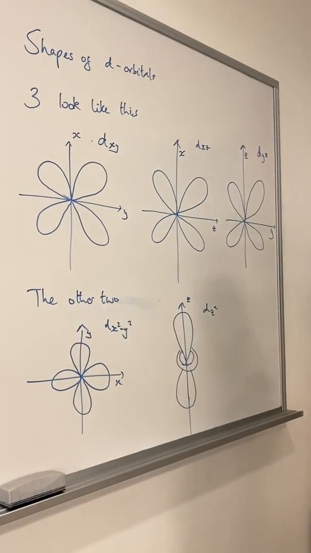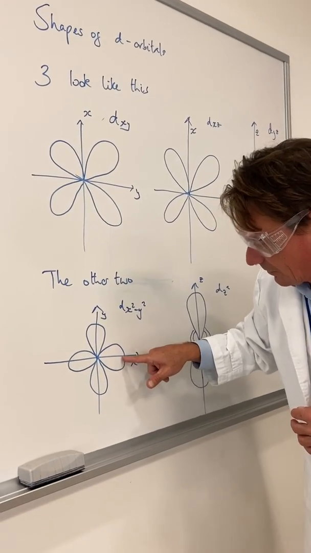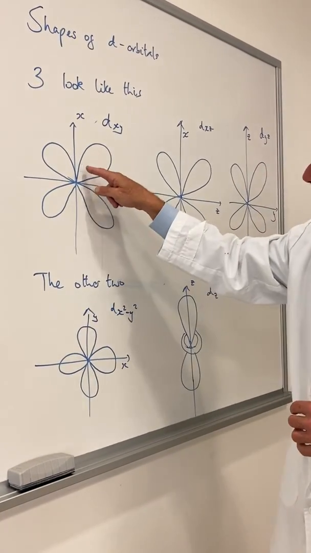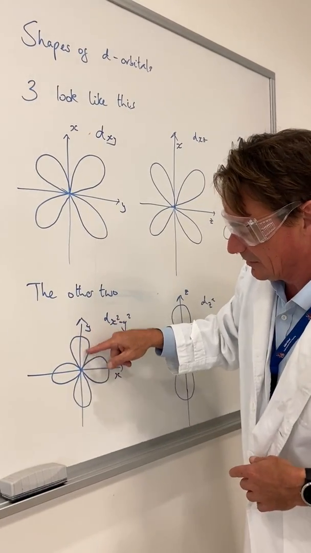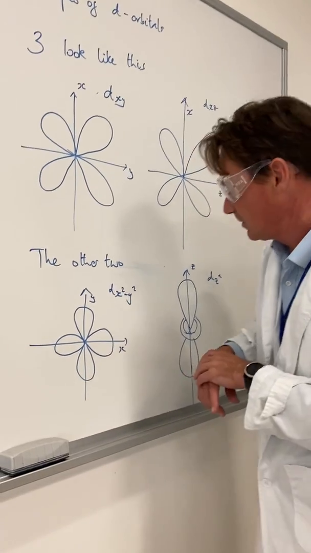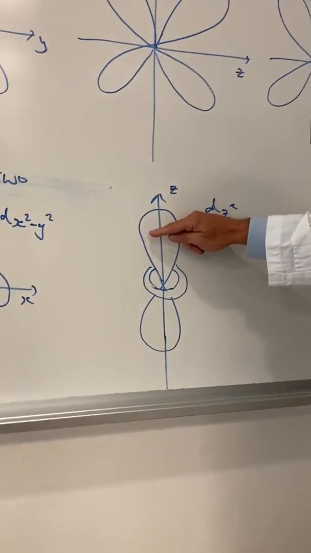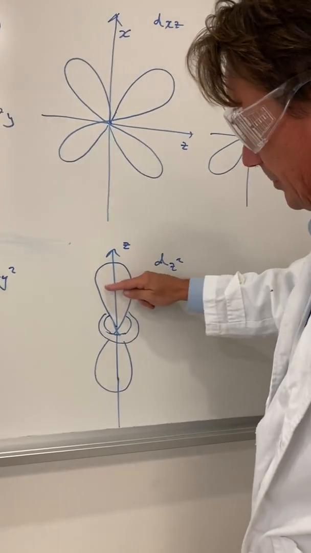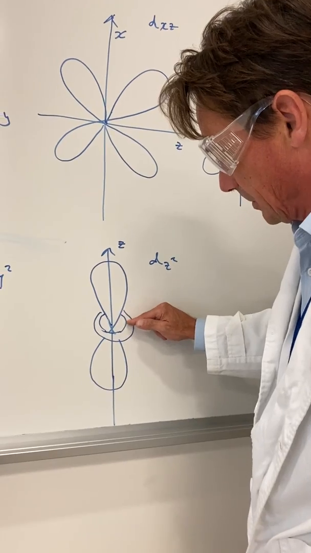The other two are called the dx squared minus y squared. This one points directly along the x and the y. It looks a bit like one of these. It's actually slightly stubbier in terms of the way these lobes are. The key thing that you need to know is this points directly along the x and the y. And there's one that's very odd, the dz squared, which has one very big lobe that points just along the z axis, and then has a weird donut shape here.